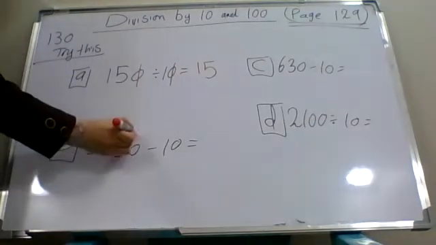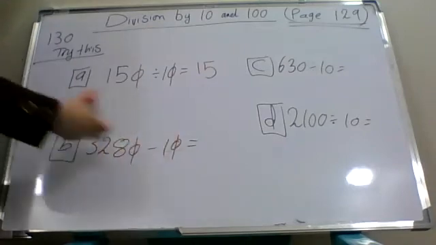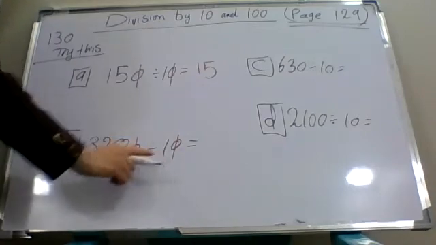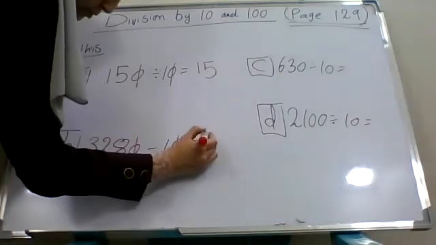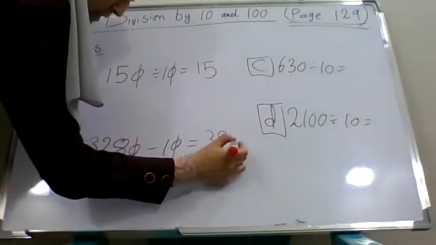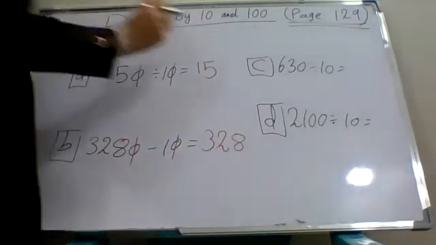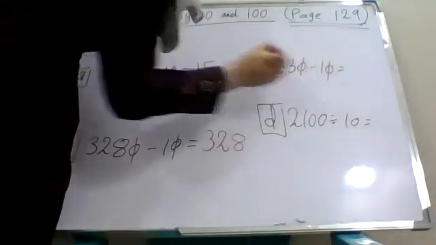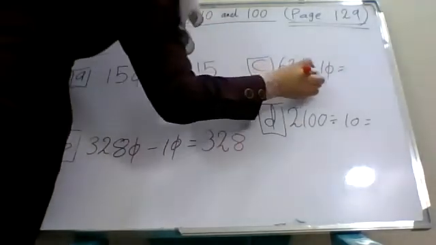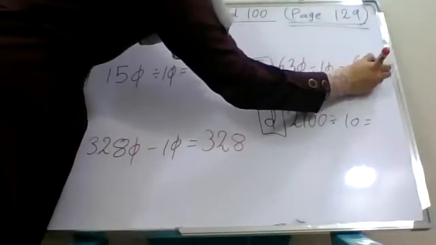3,280 divided by 10. Again, erase the zeros. As many as you have numbers, that's fine because we're dividing on 1, but the number will stay the same. So it's going to be 328. Okay, this is the answer. How about the next exercise, 630? Erase both zeros. We still have 63 divided by 1, it's going to be 63.